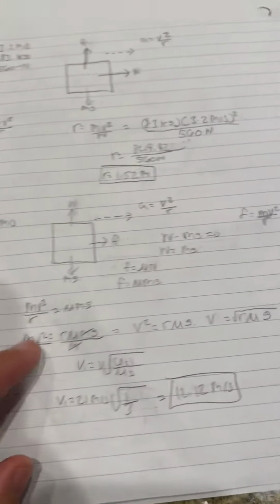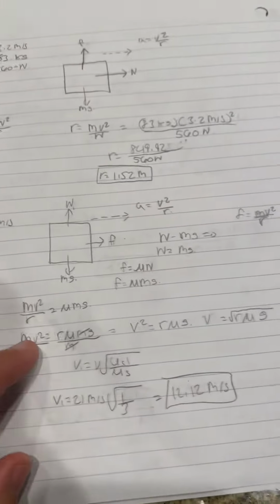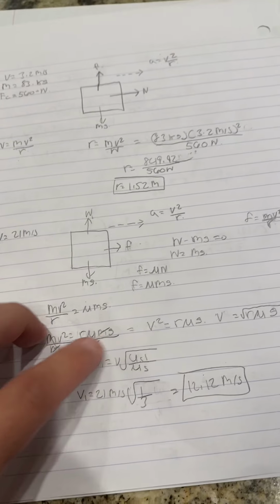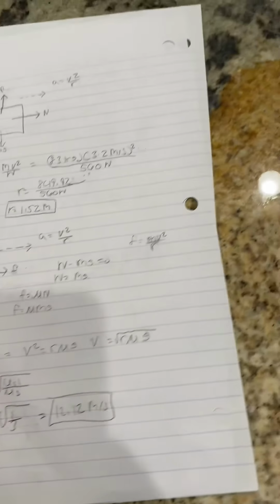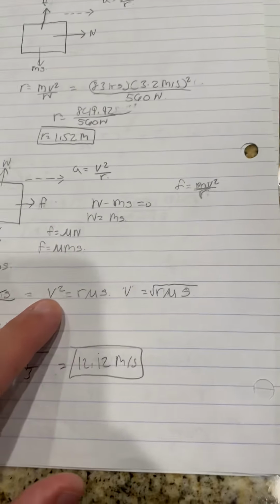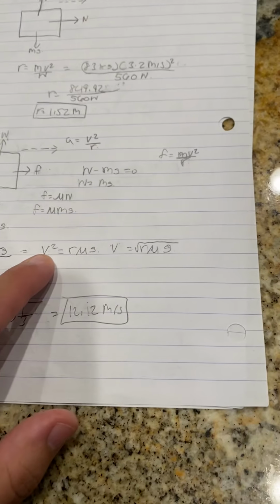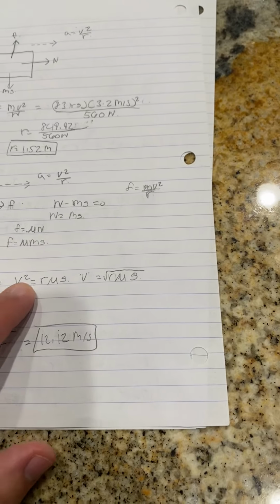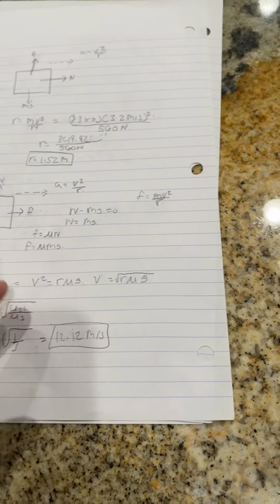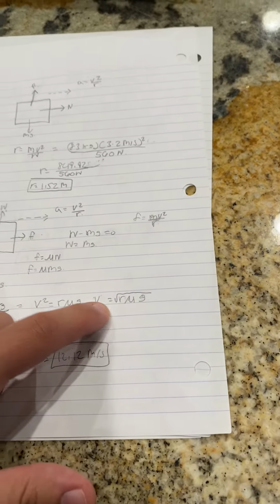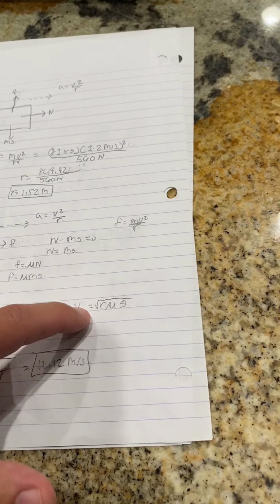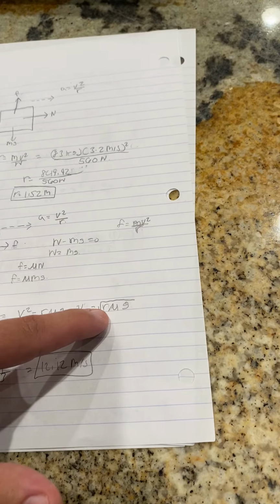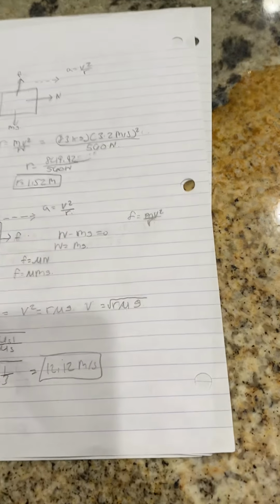So we need to get velocity by itself. What we have to do is divide both sides by m. So we can cancel out one m, and then we can cancel out the other m, because there's two m's, one on top, one on bottom. And like we said, we're trying to get v by itself. So the next step would be v squared equals r times mu times g. Still not by itself yet, so we decided to take the square root of the right side to get v by itself. So v equals the square root of r times mu times g.